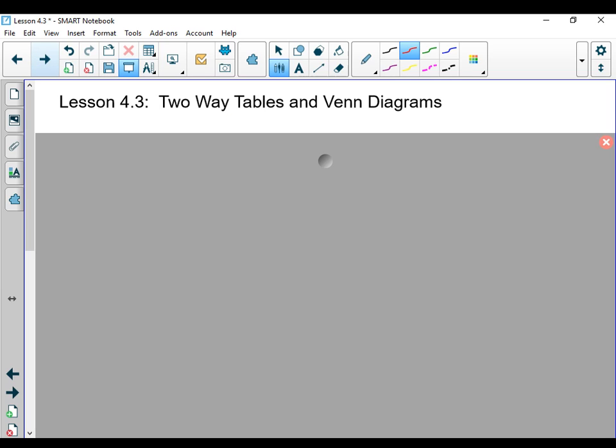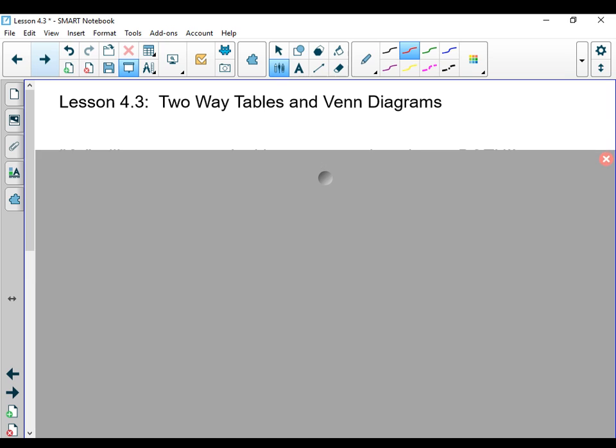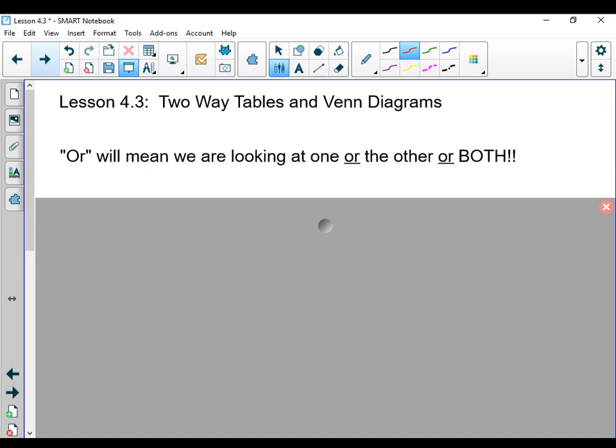Now, in section 4.3, there's a couple things that we're going to look at. We're going to look at what's referred to as two-way tables, and we're going to look at Venn diagrams. Well, Venn diagrams you've done before. We'll see how they fit into probabilities in this section. Two-way tables you've probably seen before, but you may not have done any probabilities related to them. Now, before we get into those things, I just did a couple problems where they mentioned the word or.